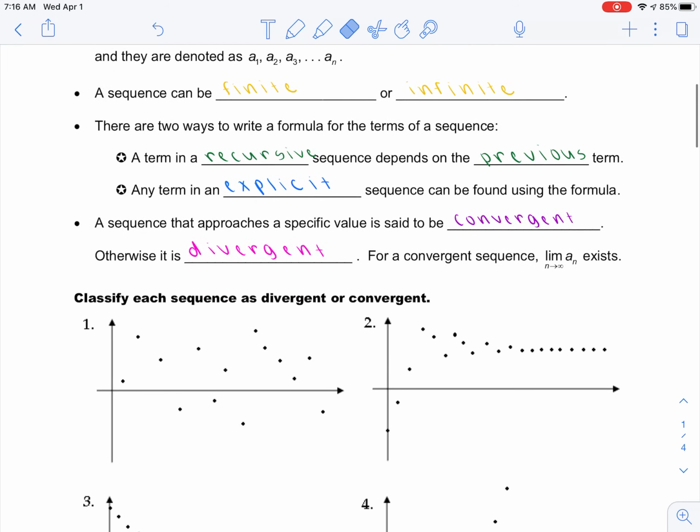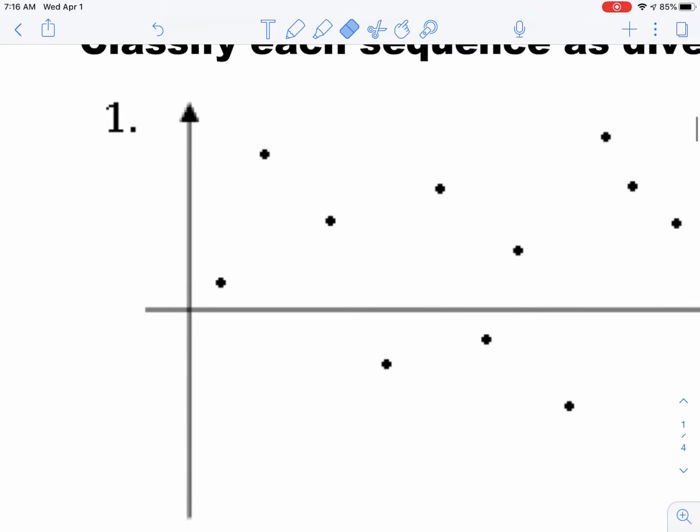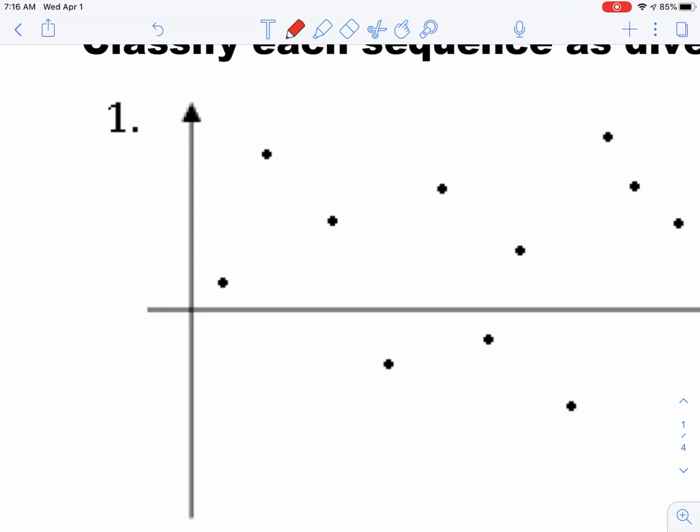So first off, I wanted to discuss the idea of a sequence being convergent or divergent. Each of these represents different sequences. Now, when n is equal to 1, you're going to see that we have a specific value. So let's just say this is n equal to 1. And we have a specific value that will represent what the sequence equals when n is equal to 1.